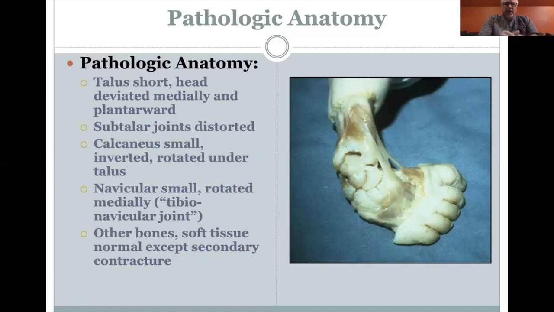This can really be a limiting factor when you are talking about surgical correction of clubfoot. I've actually seen people who are not well versed in clubfoot surgery take out the navicular to try to get the foot over, and it results in pretty devastating long-term results to the foot if you destabilize the medial column of the foot like that. The other bones and soft tissues are normal except for secondary contractures.